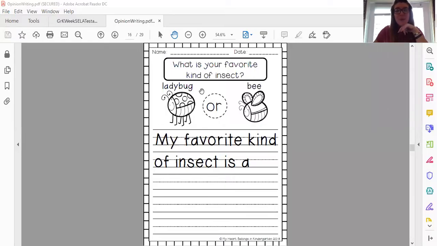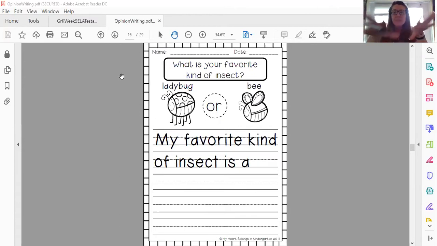Let me just move this little baby around so that way I can show you my paper when I'm all done. So, I wanted to pull back all the way until our very first week when we talked about ladybugs. So my question this week is, what is your favorite kind of insect? A ladybug or a bee?